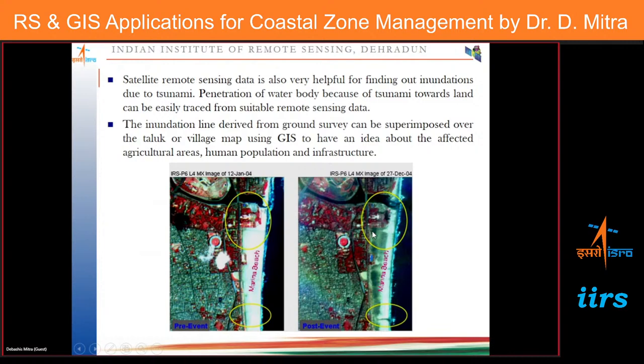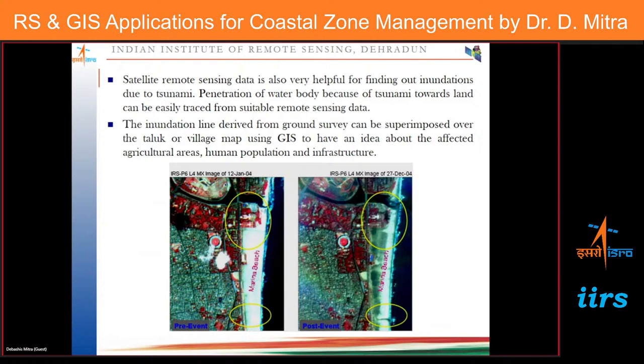And satellite remote sensing is very helpful for finding out the inundation due to tsunami. Also, how much water has gone deep inside the land, you can find it out. Once you know the inundation, you can superimpose the village boundary map of that region, and I will be able to tell the local people, the local district magistrate, these are the villages which have been marooned, and I know the population, and I will tell, this much of population is in distress.